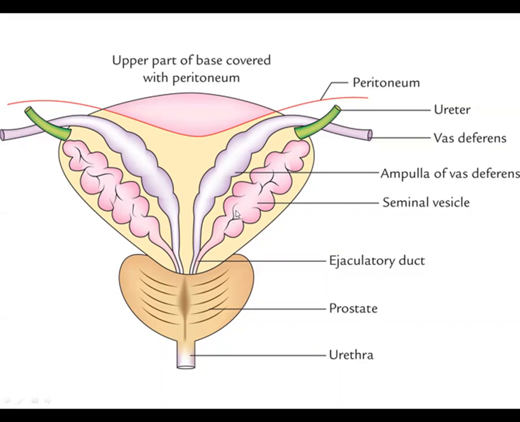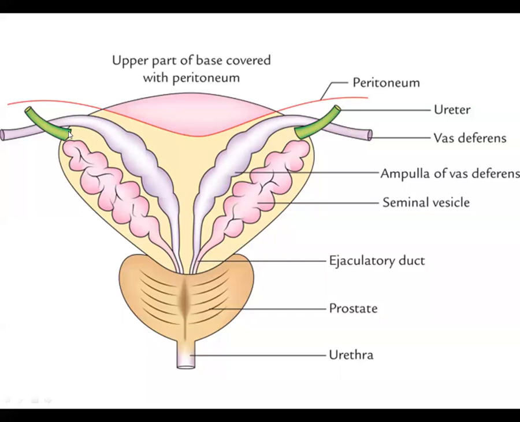So the posterior surface of the urinary bladder is related in the upper part to the peritoneum, then in the middle part to the vas deferens and seminal vesicle. The duct of the seminal vesicle and the vas deferens unite and open into the urethra, which is inside this prostate. So that is called the prostatic urethra.